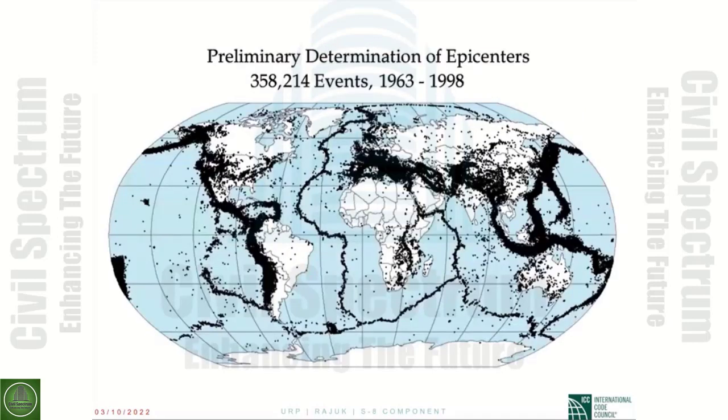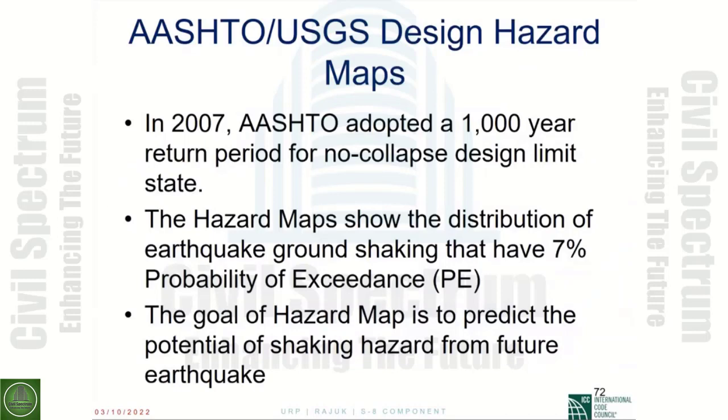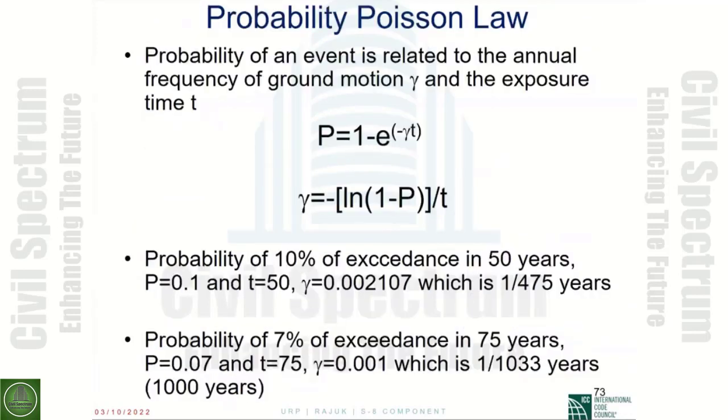These are the locations of the earthquakes throughout the world. As you will see, these are based on the plate tectonics, and you will see the locations. These are the epicenters of all of the earthquakes from 1963 till 1998. And in 2007, AASHTO adopted a 1,000-year return event. As I told you before, this is 7% probability of exceedance. They gave hazard maps to be able to estimate the location of the earthquake.